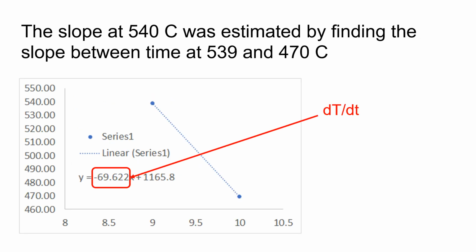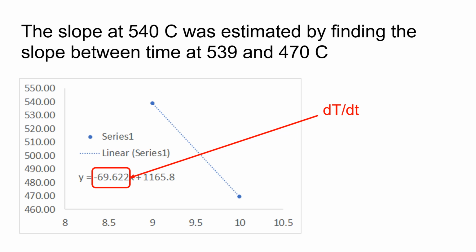Since we could not obtain an accurate curve fit with simple curve fits, we approximated our cooling rate by finding the slope between two data points: the temperature at 540 degrees Celsius and the very next data point, which was given at 470 degrees Celsius. This gave a cooling rate of about minus 70 degrees Celsius per second, which is conservative as the actual cooling rate at that point would be slightly higher.